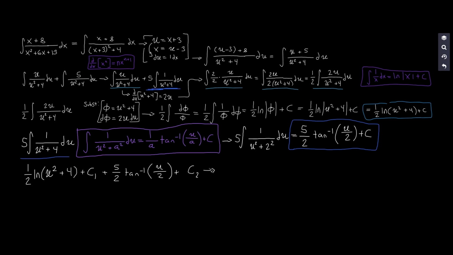Those are just going to become a third arbitrary constant. So we're going to have 1/2 times the natural logarithm of u squared plus 4 plus 5 over 2 arctangent of u over 2 plus, this is really c sub 3, but we're just going to leave it as c.